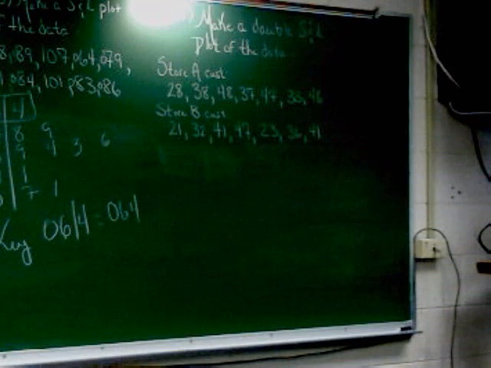So as you can see in this one, I'm comparing the customers that go into store A and the customers that go into store B. Store A numbers are 28, 38, 48, 37, 47, 35, 46. Store B's customer counts are 21, 32, 41, 47, 23, 36, 41.